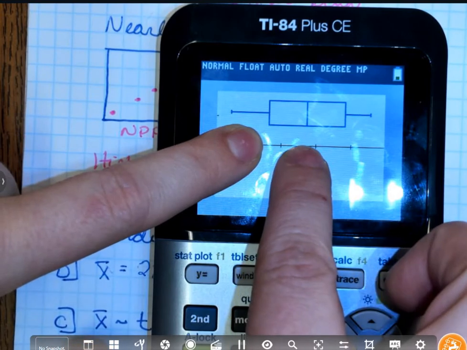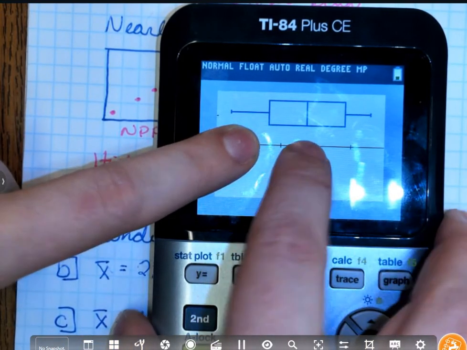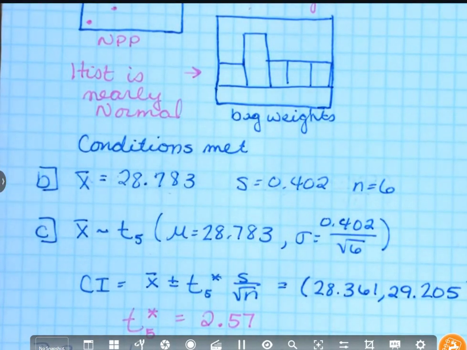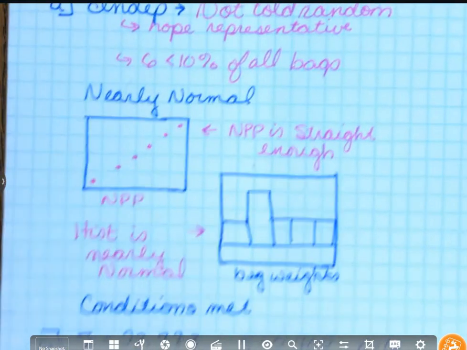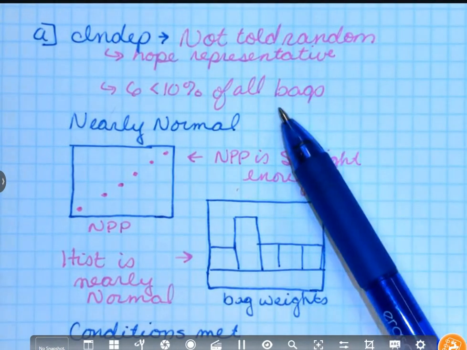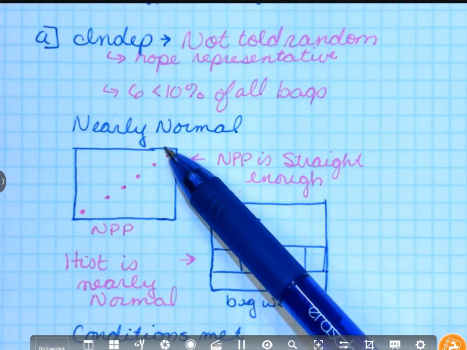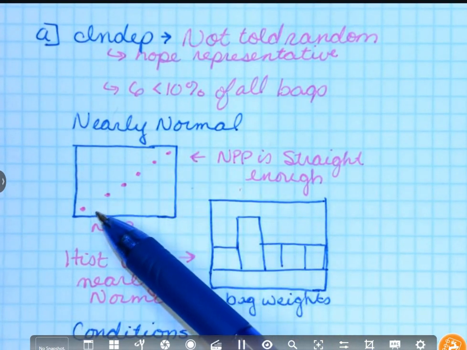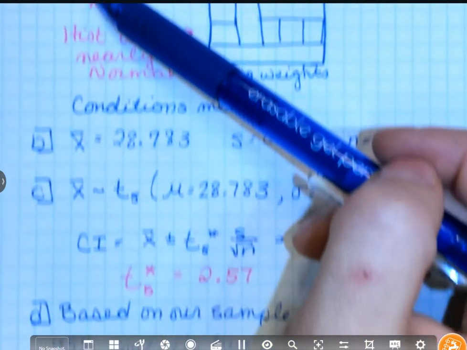Everybody clear on that? Questions? Okay. So our conditions are in fact met. Did I get all my conditions? It feels light. We have independence. We have 10%. We no longer have a success failure. Now we have sample size with nearly normal. And that's a pretty small sample size. So we want pretty normal data. We're not going to get away with much here.